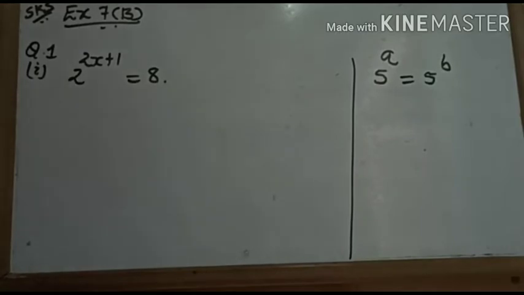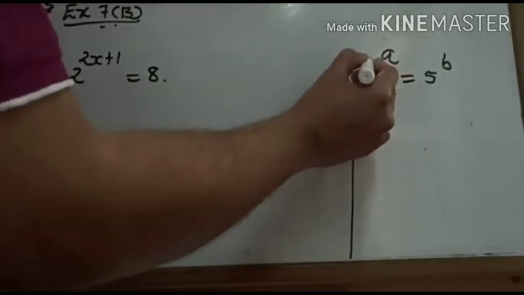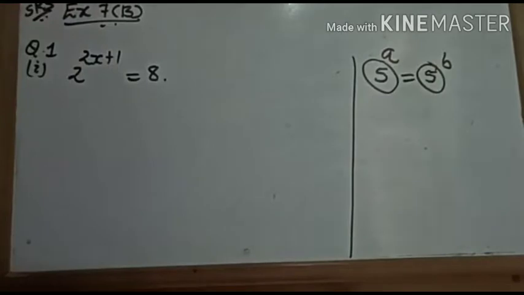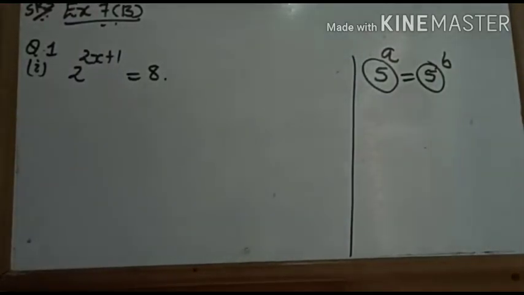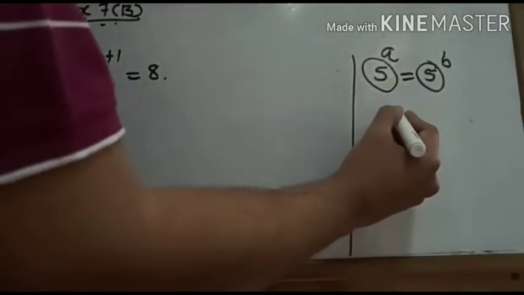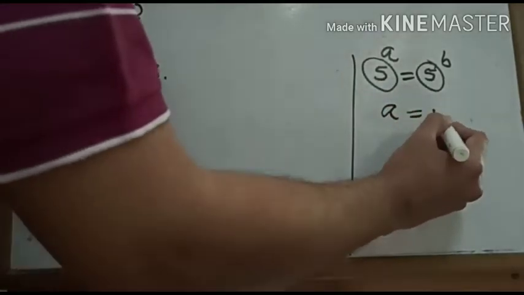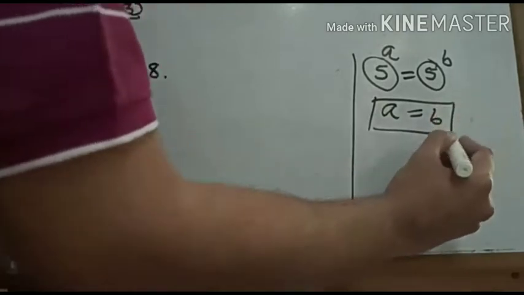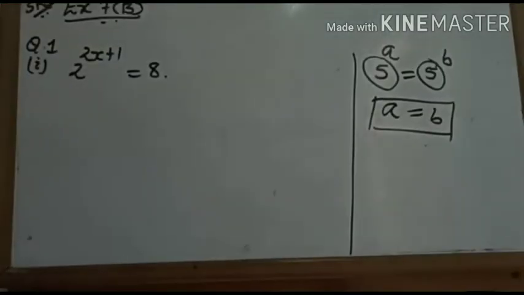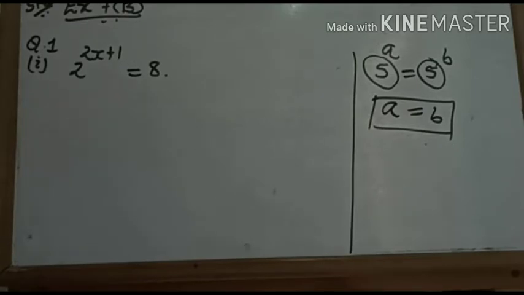What is the speciality of this particular equation? Both the bases are equal, 5 and 5. Remember, if bases are equal, then we can equate the indices also. If this is the condition, that means I will be able to say a is equal to b. My dear friends, this is the most important result. We are going to make use of this result in upcoming exercises multiple times.